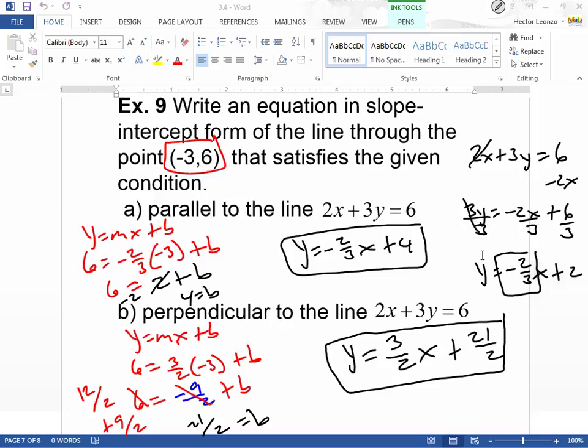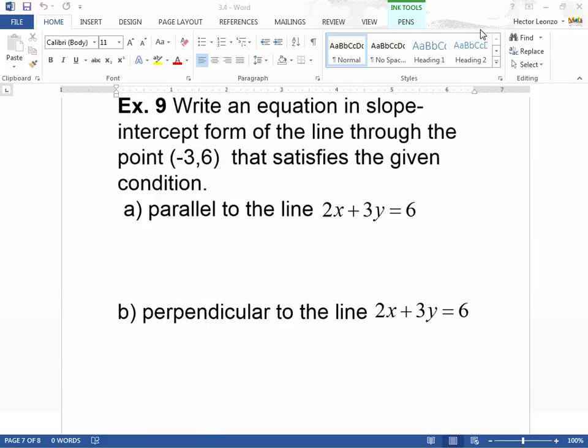Once again, once we have an equation of a line, once we have the slope, if it says parallel, use the same slope. If it says perpendicular, switch the sign. So I change it to positive, and then do the reciprocal. So what that means is if the slope originally, the first equation, the slope was positive, on perpendicular, your slope will be negative, and then once again, do the reciprocal.